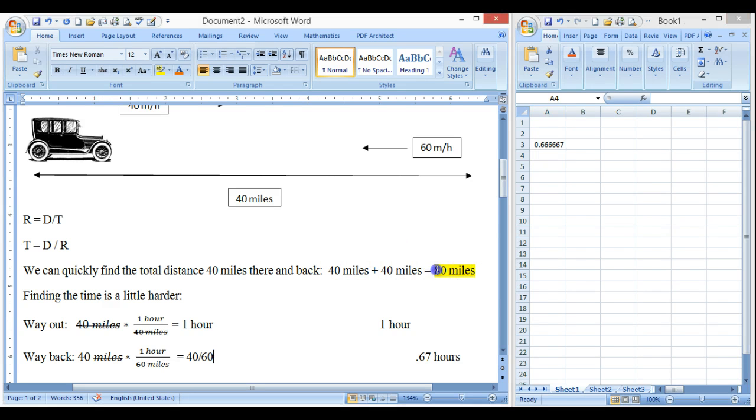I already have my 80 miles. I'm going to go ahead and round this to 0.67. If you don't like that, it's up to you. You can go ahead and put a couple more sixes in. Okay, so now I have distance, time, and time. All I have to do is add those times up, divide the total distance by the total time, gives me the average for the entire trip.